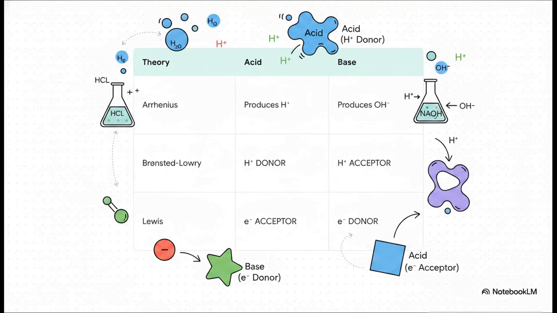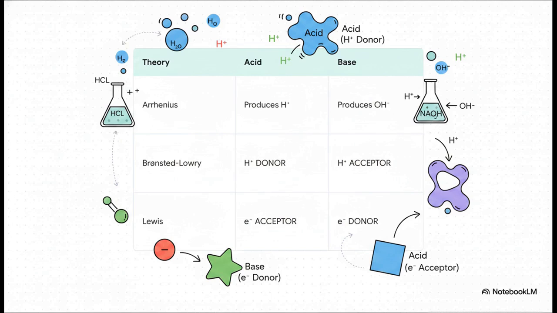Okay, so looking at this side-by-side comparison, you can really see how our understanding evolved over time. It's kind of like a chemical history lesson. First up, the Arrhenius theory focused strictly on water, defining an acid as producing H+ ions, like HCl or nitric acid, and a base as producing OH- ions, like sodium hydroxide. Then, Brønsted-Lowry came along and viewed it more as a molecular game of proton catch, where acids are H+ donors and bases are H+ acceptors.